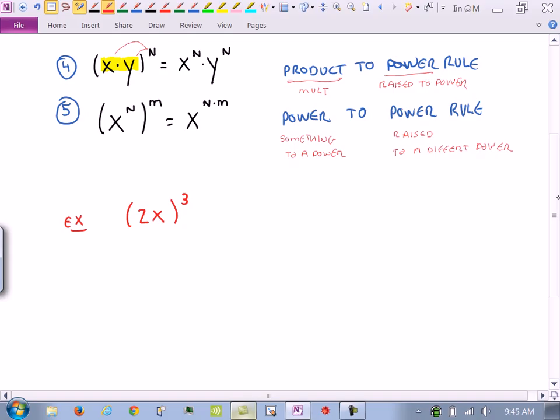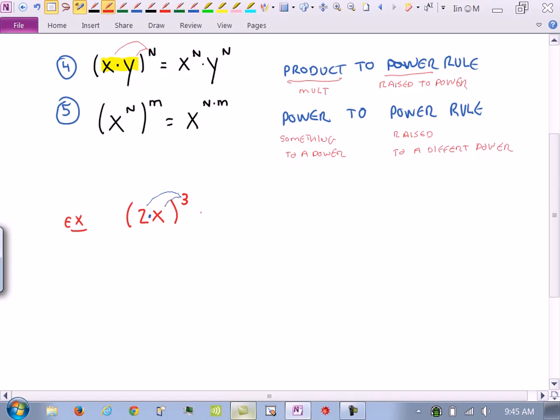What's inside the parentheses? 2x is a what? It's a product, isn't it? Isn't inside the parentheses 2 times x? Yes? So I have two things being multiplied, a product being raised to a power. Therefore, I will use the product to power property, or rule. Do y'all see that? So according to the rule, that exponent, the 3, will be applied to each one of those factors.